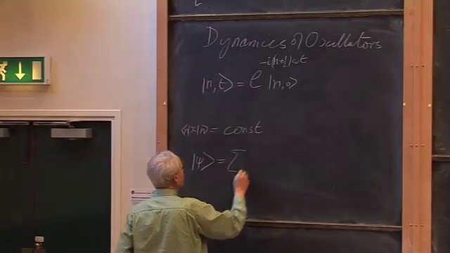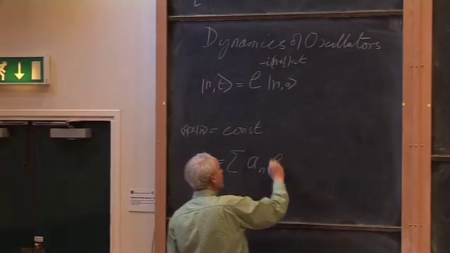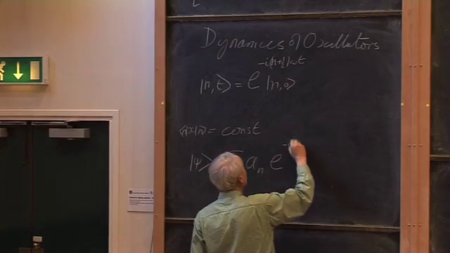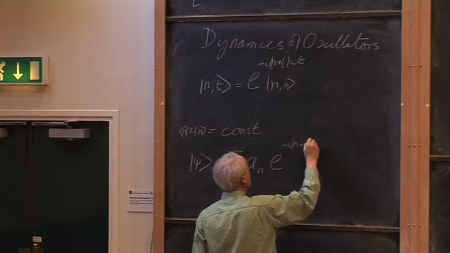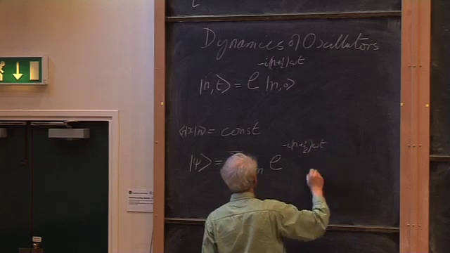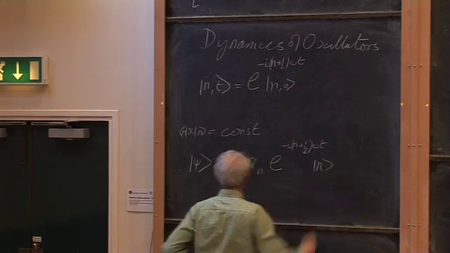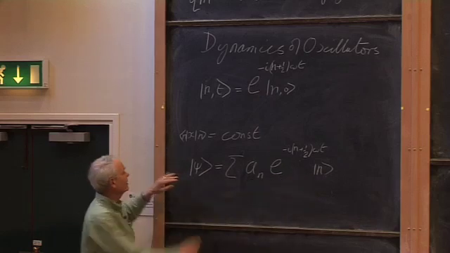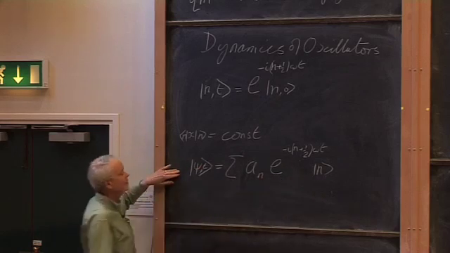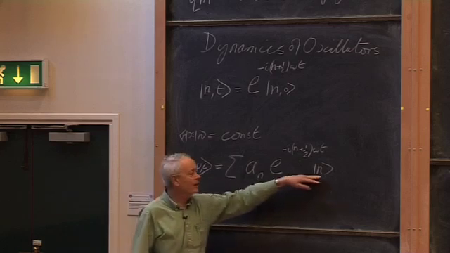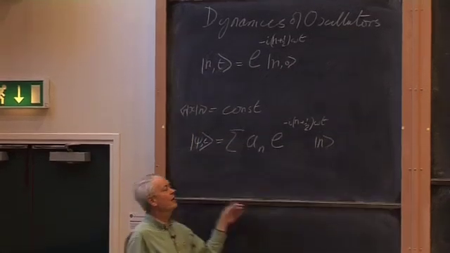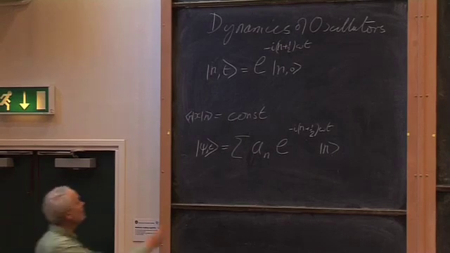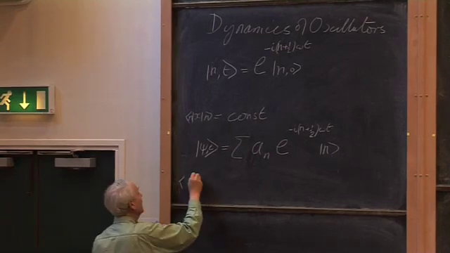So we're going to write this as a sum of a n times e to the minus i n plus a half omega t times the state n. So this is totally safe. Any state can be written like this. This is psi, the state of my system at time t. It's a linear combination of states of well-defined energy. There's no question I can do that. It's a general initial condition. And now let us work out the expectation value of x.